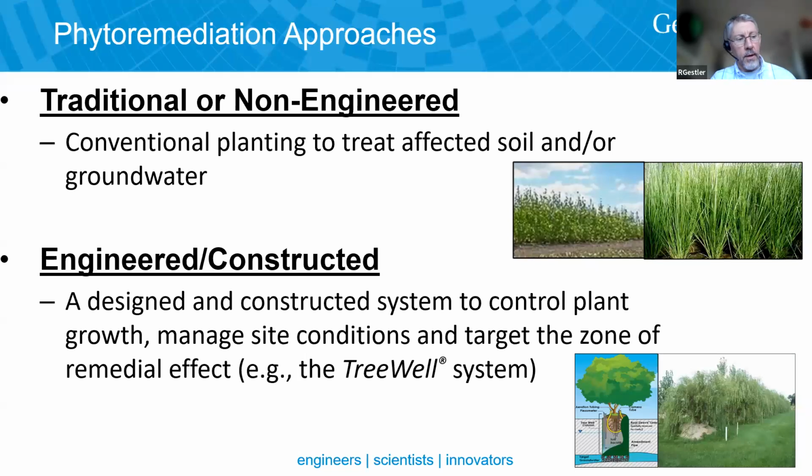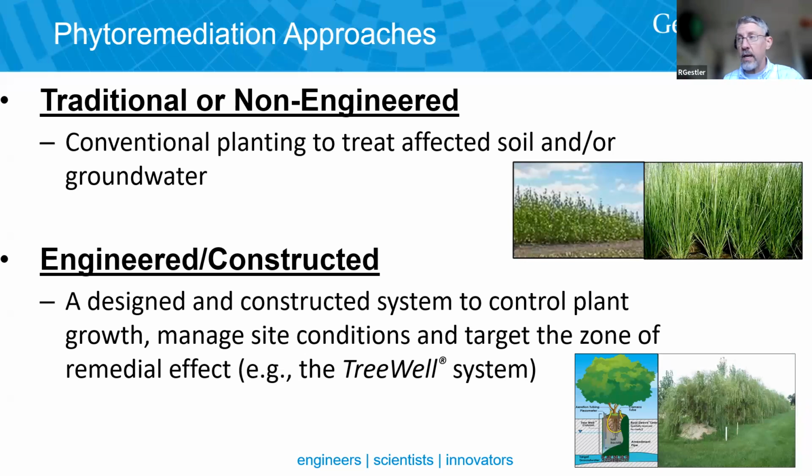And so, once you now have a little sense for Phytoremediation 101, let me give a broad overview of the two general approaches that we take to apply phytoremediation to contaminated sites. There's a traditional, or sometimes called conventional or non-engineered approach. This is typically a surface planting of a tree or some other type of plant to treat impacted soil and/or groundwater. We contrast that and compare it to engineered or constructed phytoremediation systems.